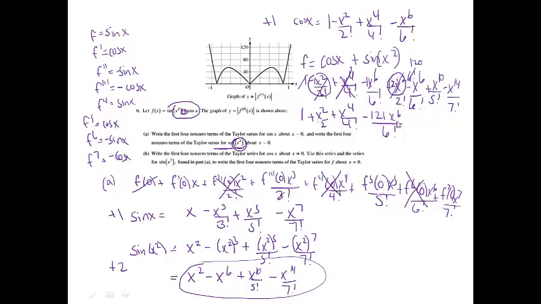So I do have my first four terms, so I will stop. I don't need to include those other ones. So that is the first four non-zero terms of the Taylor series for f. So that was worth 2 points. And it just says those are the points. It doesn't tell me how to break them down.